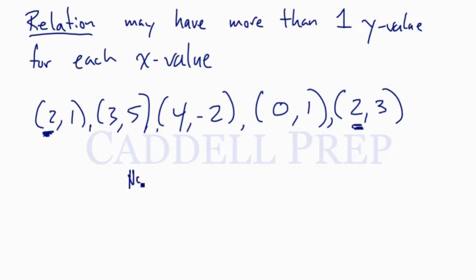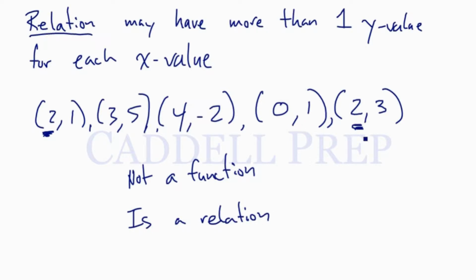So this one is not a function, but it is a relation. If this was different, if this was, for example, 6, 3, then it would be a function because we don't have any repeated x values. But since 2 is repeated and there are different y values, it's not a function, it's a relation. So this is not a function, but it is a relation.